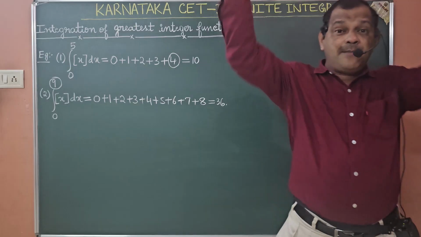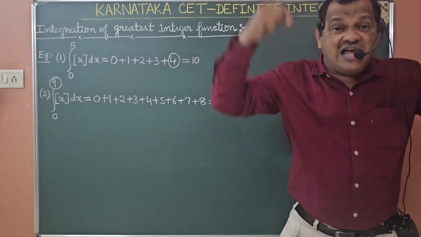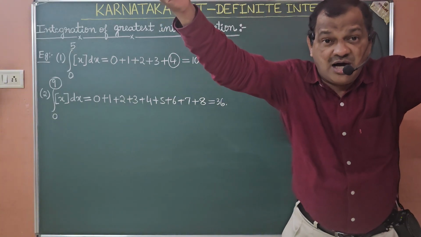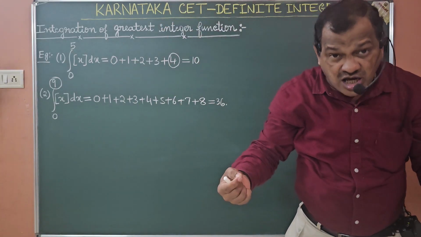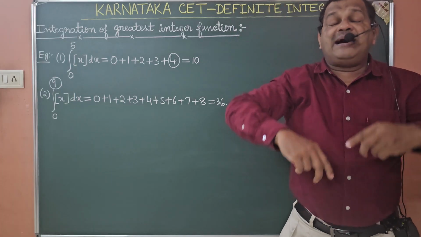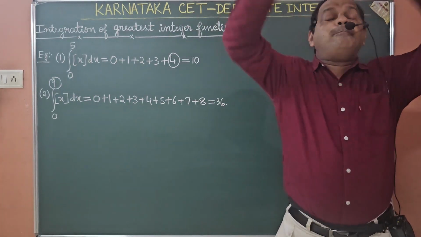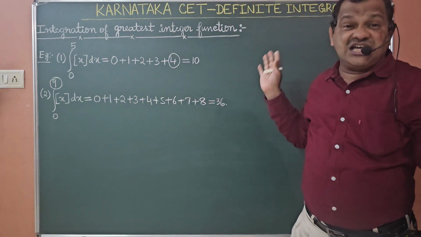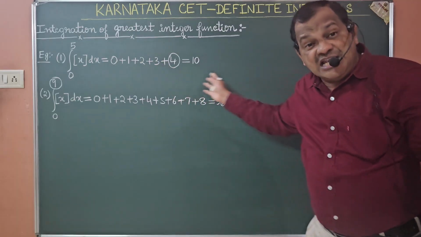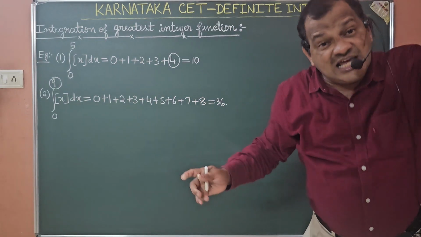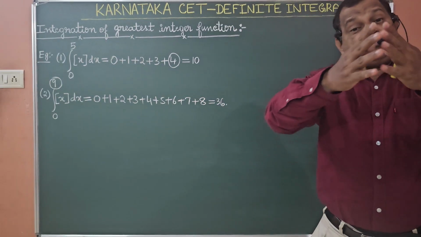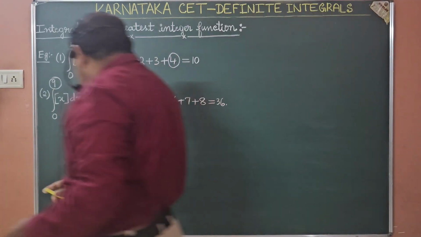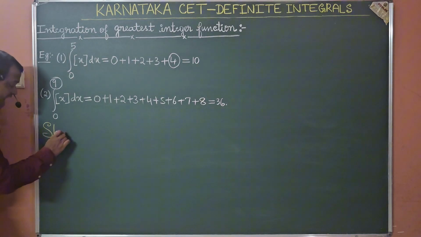But now come to the short trick. Sometimes if the upper limit is a very large natural number, very large positive integer, we may think that the method is a bit lengthy, complicated, very tedious, because adding all the integers starting from 0 continuously till the integer 1 less than the upper limit is becoming a lengthy task. In that case, I would like to give the short trick now.